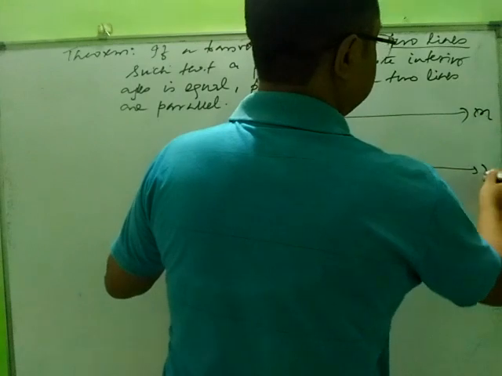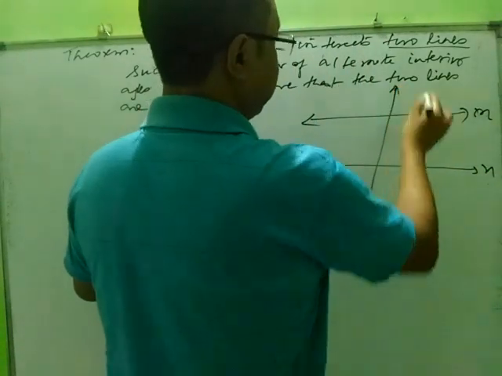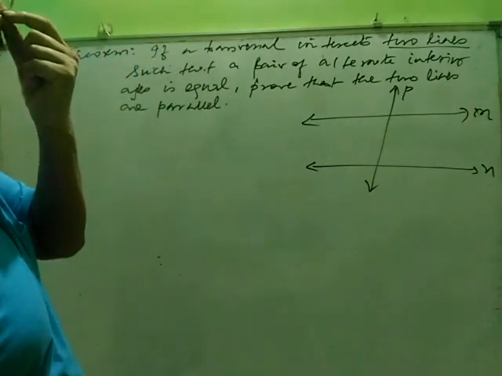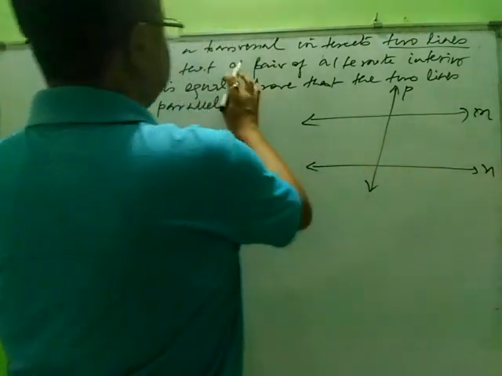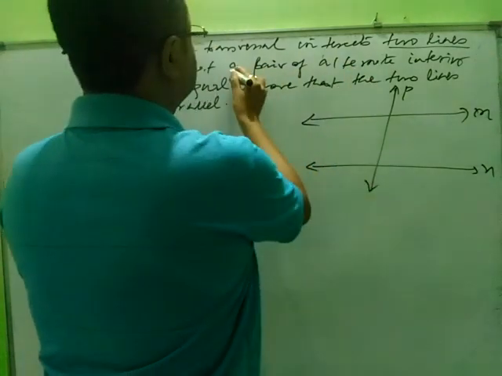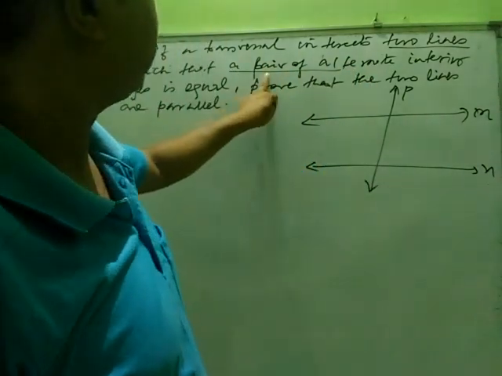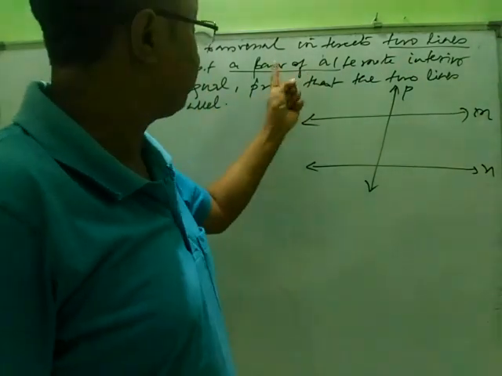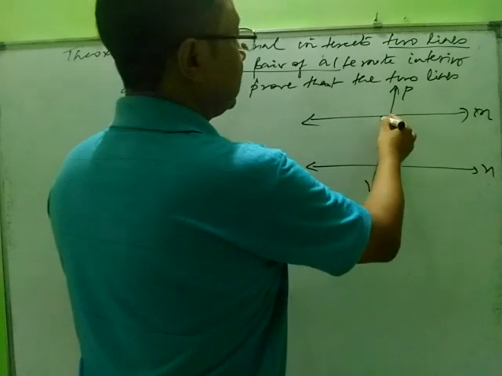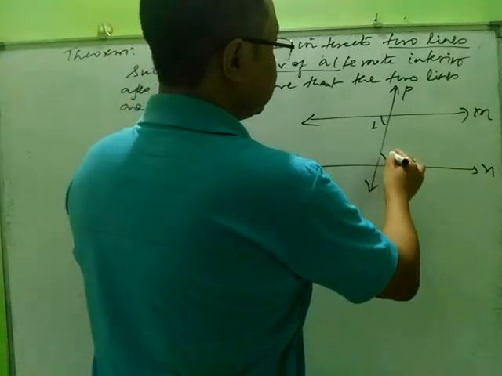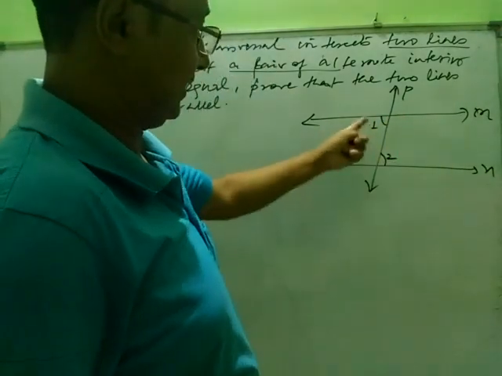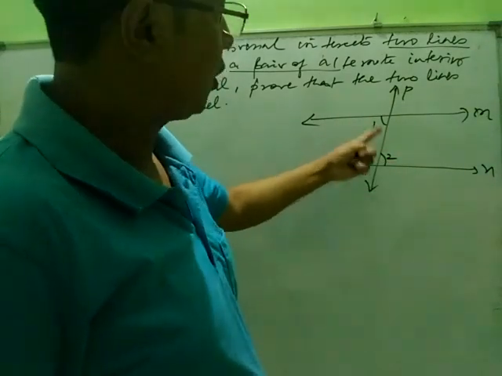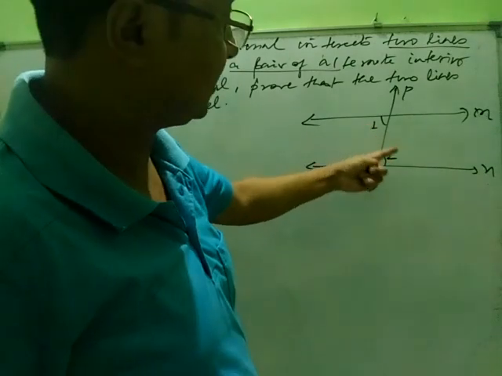So it is line N, transversal N, say P. Now here they have given that the transversal intersects two lines such that a pair of alternate interior angles is equal. So you take the pair, say this is 1, this is 2. This one is given. You have been given that a pair of alternate interior angles is equal. This is one pair of alternate interior angles.